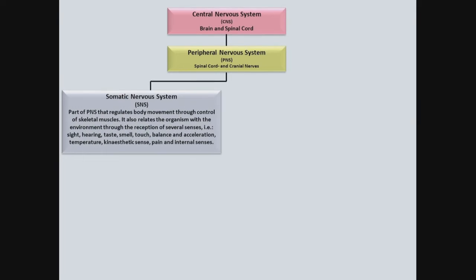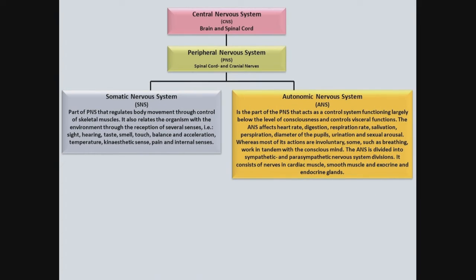The central nervous system, CNS, consists of the brain and spinal cord. The peripheral nervous system, PNS, consists of the spinal cord and cranial nerves. The somatic nervous system, SNS, is part of the PNS that regulates body movement through control of skeletal muscles. It also relates the organism with the environment through the reception of several senses, i.e. sight, hearing, taste, smell, touch, balance, and acceleration, temperature, kinesthetic sense, pain, and internal senses.